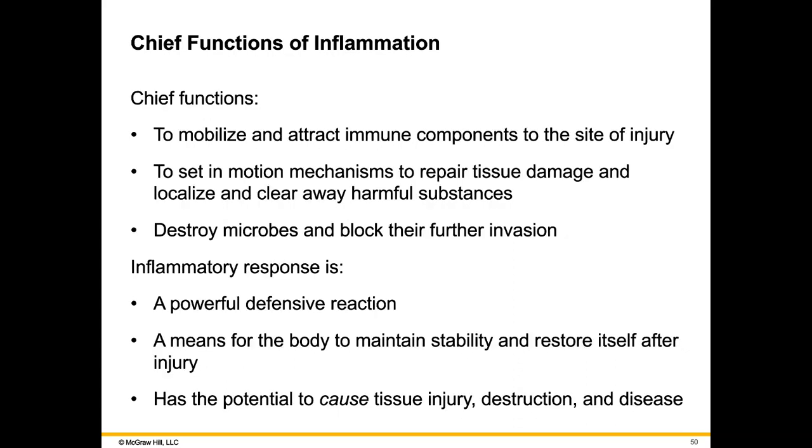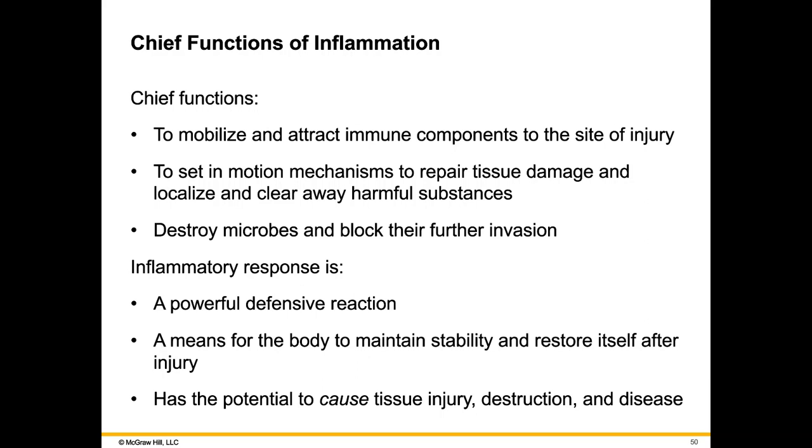So what are the functions of inflammation? We kind of think of it as a bad thing almost initially, because it's not fun. If we feel inflammation, something that feels swollen, it hurts, it's warm, and it's not a comfortable feeling. But despite that, inflammation does have some good functions.